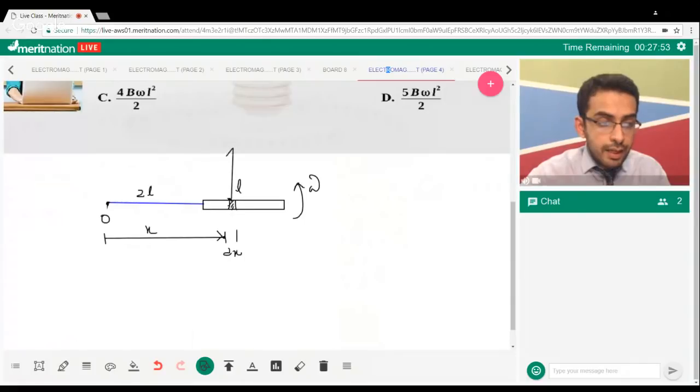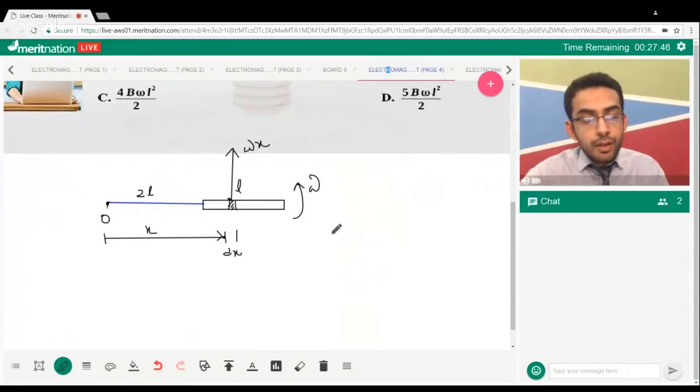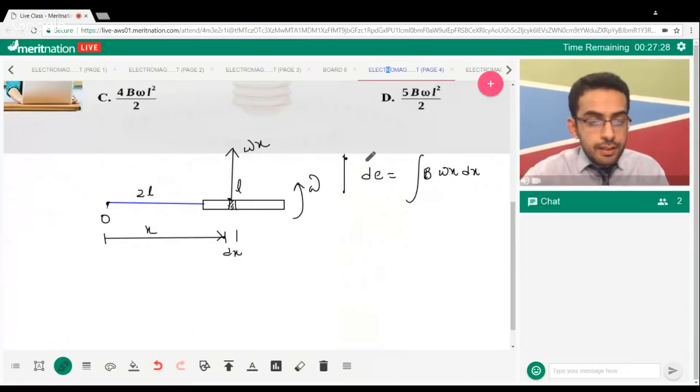Yes, we can easily say that velocity will be omega x. In the same way, the elemental EMF induced dE will be given simply by B v L, so B omega x times dx, because the length is dx. Next, integrate E, so this is the value of E.